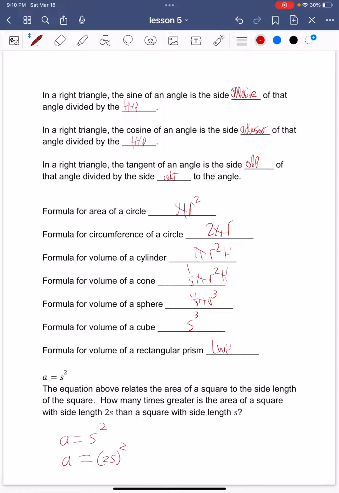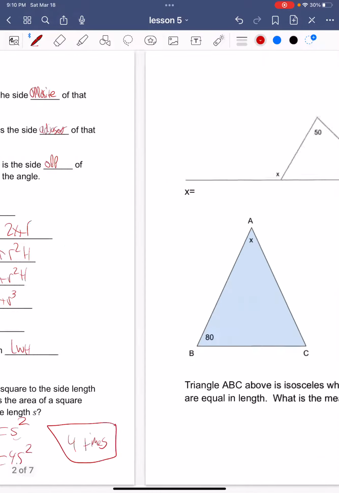Using some exponent rules, we could distribute the 2 within to both of those terms. So the first one is area equals s squared, and the area with side length 2s is area equals 4s squared. So now we look at it. How many times bigger is 4s squared than just s squared? Well, that's 4 times bigger. So its area is 4 times as great.